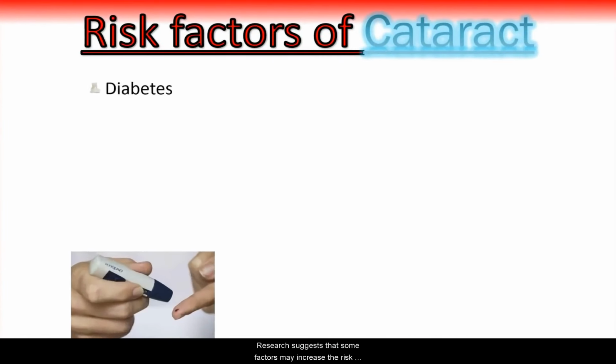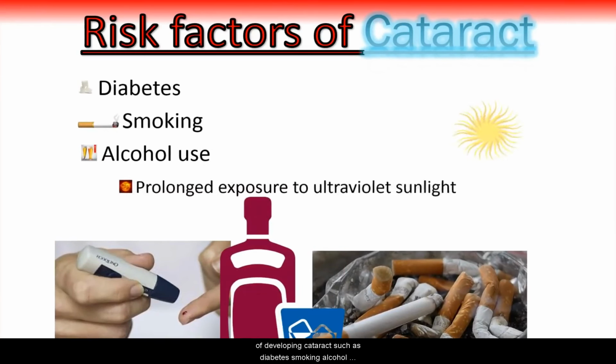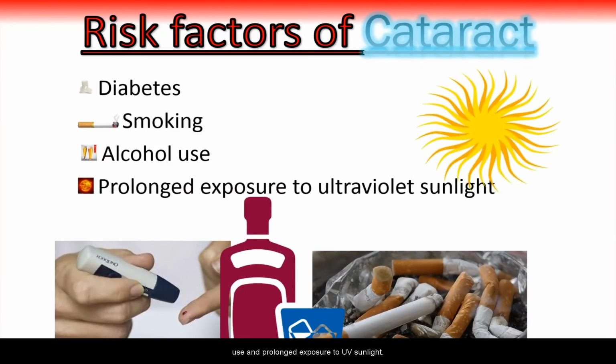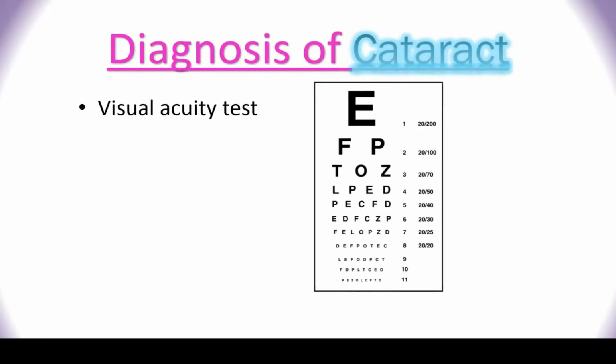Research suggests that some factors may increase the risk of developing cataract, such as diabetes, smoking, alcohol use, and prolonged exposure to UV sunlight. Cataract can be detected through a complete eye exam that includes the following.